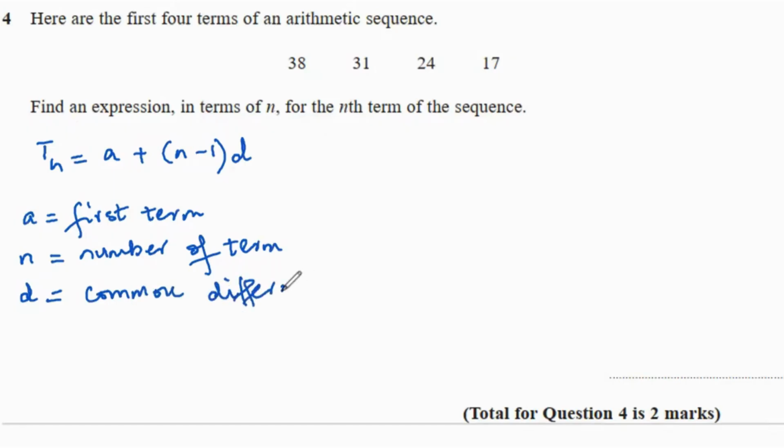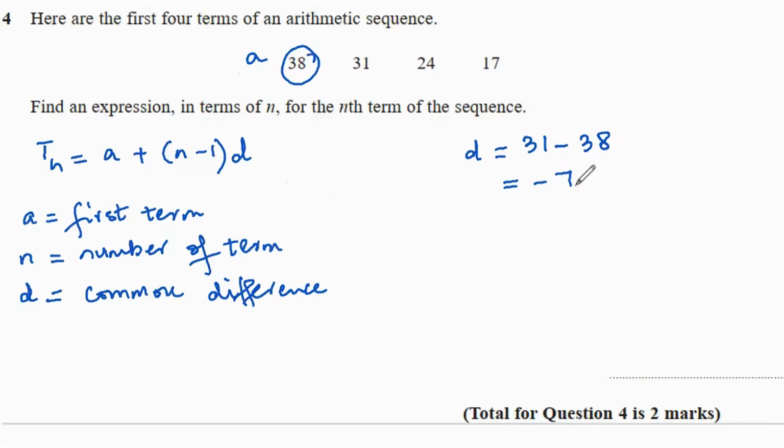When a sequence is given, you can easily identify your first term and your common difference. This is your first term, and the common difference is the difference between each consecutive term. You can pick any two consecutive terms and it'll give the same difference as any other consecutive terms would. So if you do 31 minus 38, that gives you -7. That is your common difference.